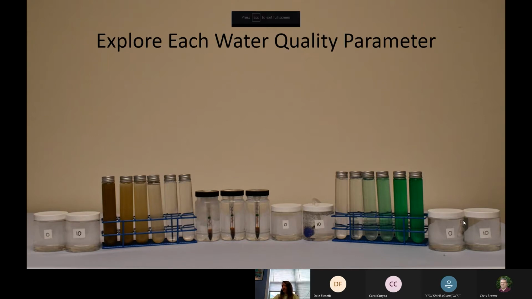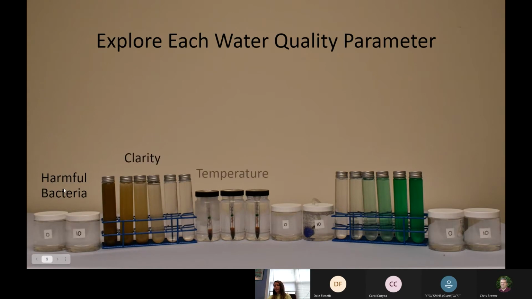So there's a number of chemical tests that we can do to figure out if water is healthy. Some of them are harmful bacteria, clarity, temperature, dissolved oxygen, algae, and hazardous chemicals. And so these are all things that we can look at and measure in the water to determine whether or not that water is going to be safe for us to use or healthy enough to support wildlife.